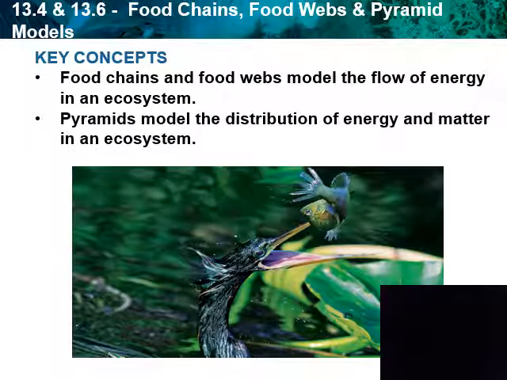All right, so as promised, we are here in 13.4 and 13.6, which is food chains, food webs, and pyramid models. Again, a lot of this stuff is just review for you guys because you have seen food chains before, or you've seen food webs, maybe a few pyramids, that might be some new stuff, but for the most part, this is all review. So our key concepts. Food chains and food webs model the flow of energy in an ecosystem. Pyramids model the distribution of energy and matter in an ecosystem.